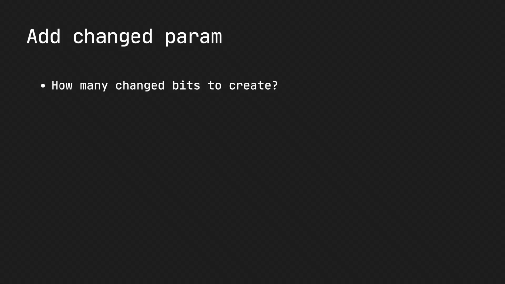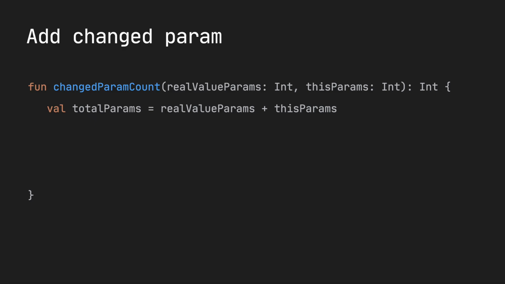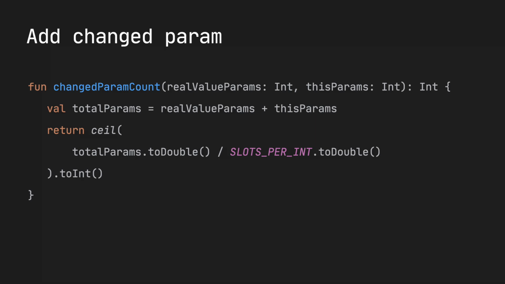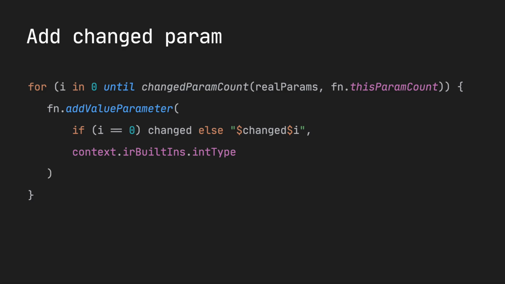So how do you figure out how many change bits to create? You could have multiple changed variables. The way the compiler plugin does it is that it has a method called change parameter count, which takes in the total parameters that you have, which are implicit parameters and your real parameters. It takes a total of that and it performs a division. It divides it by this total number of slots per int. What you get from that is the number of change parameters that you will need. So in our case, we only have one x variable, so we only need one change parameter. The way you add this is like this.